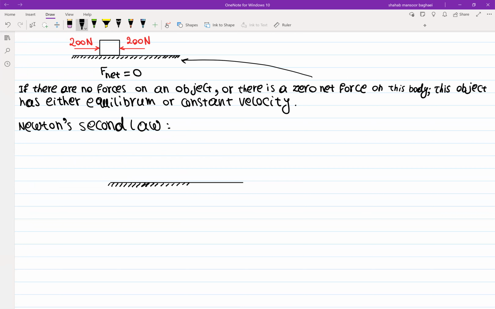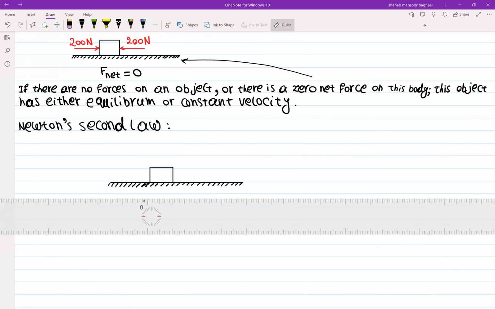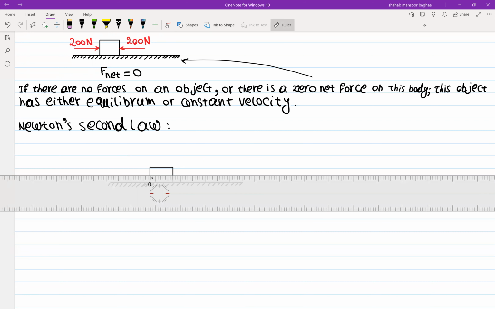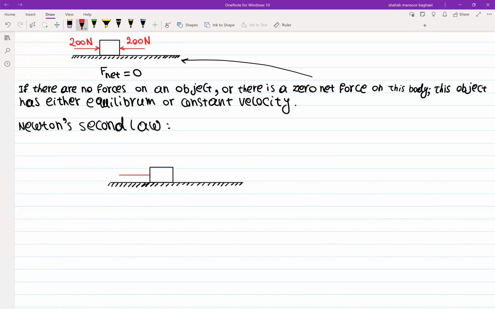There's a flat surface here. So you have a box here as an object. And I'm going to apply a force to the right. Okay, here, this is your force, and it's applied on this block.